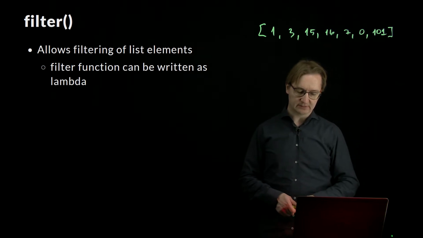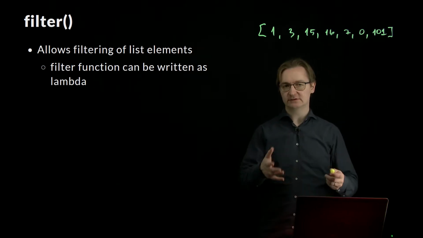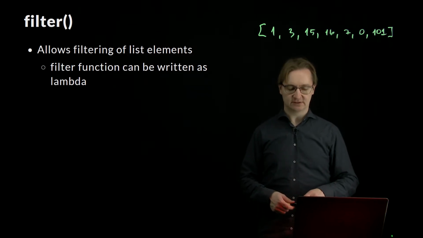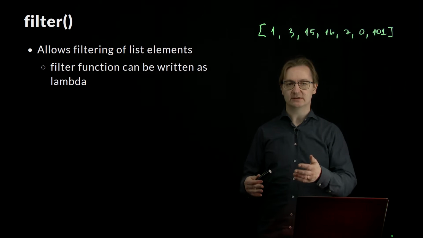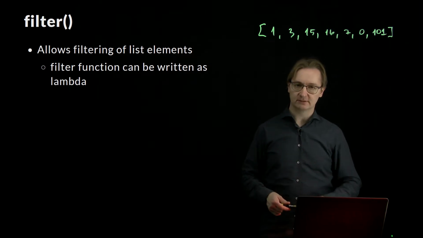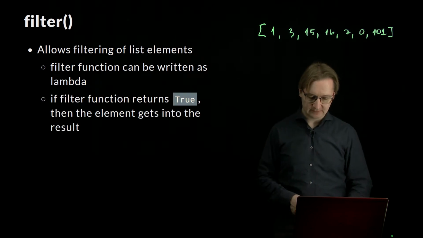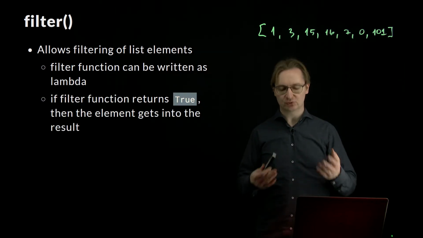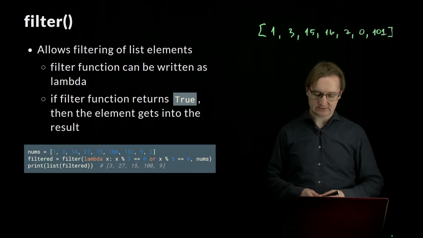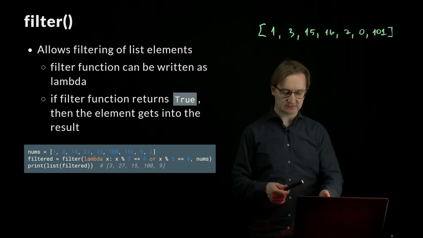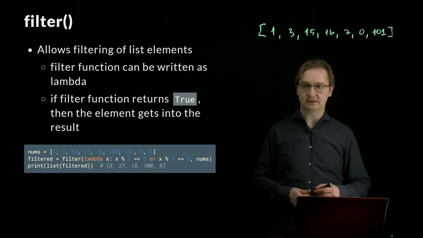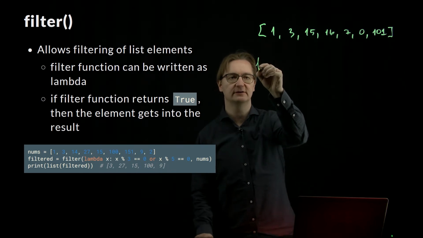And the filter function itself takes in a function which tells us whether we should take or should not take a certain element. And if this function returns true, then this element gets into the result. So let's see how it works. You can see there is a list, a bit different, but it doesn't matter. And what we write is filter.